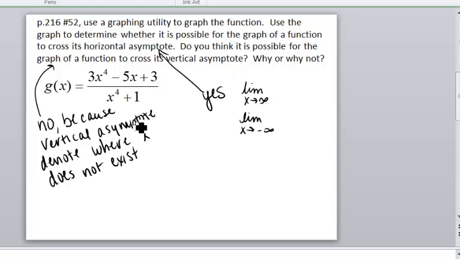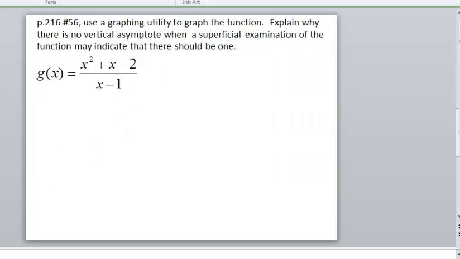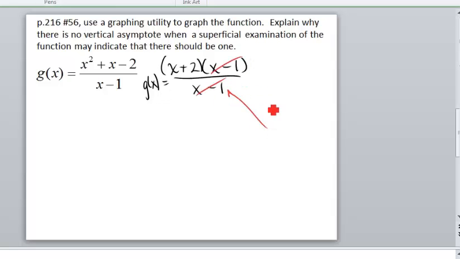We're going to look at this one. I am not going to graph this on a graphing calculator because we've talked about this many times this year already. It says use the graphing calculator to graph the function and explain why there's no vertical asymptote. Well, there looks to be a vertical asymptote at x equals 1. But what we've learned this year is that if we factor the top and look at it in comparison to the bottom, we notice that we could actually cancel these out. What that does is it creates a hole, not an asymptote.